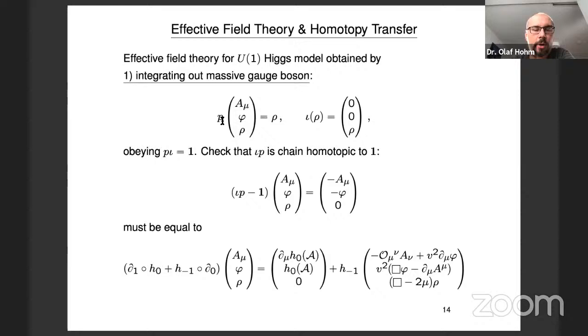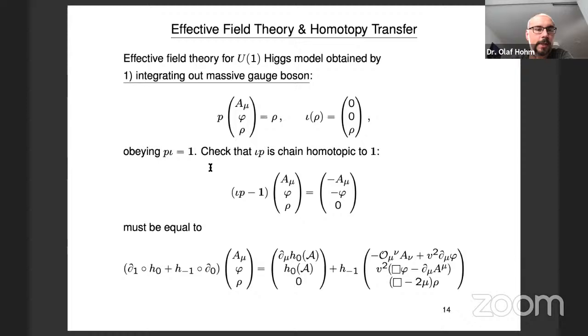So that means I now have a projector on the subspace of fields that I want to keep. And this is just the Higgs field rho. So the full space has this three component structure, and the subspace has only one field, rho. Correspondingly, the inclusion map going the other direction just takes an object in the small space, a rho, and makes it a vector with three components and sets the other two to zero. So this trivially obeys P iota equals one, because if you start with a rho, you map to the bigger space, and then you project back, you get again the rho. So that's the identity on the small space.